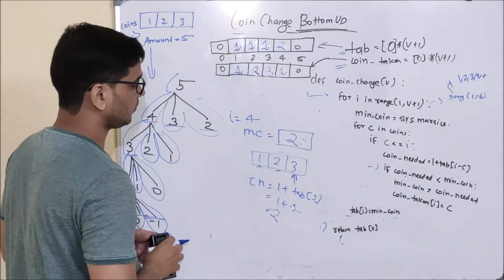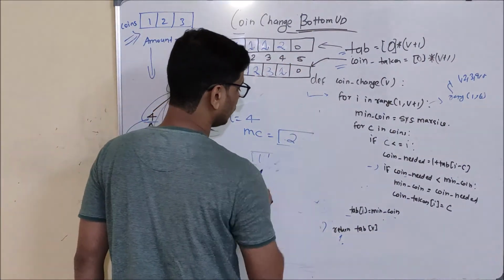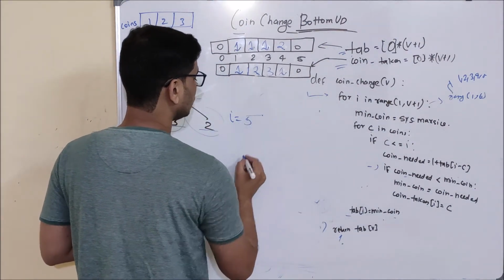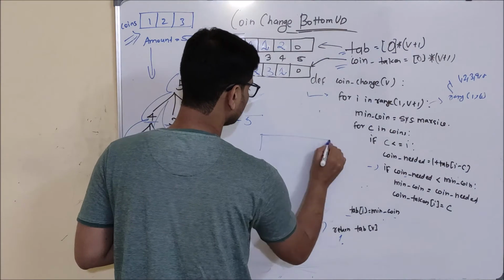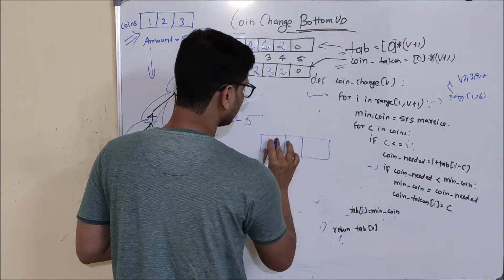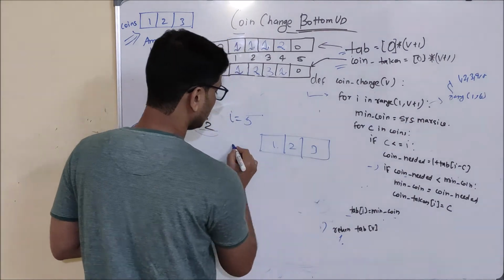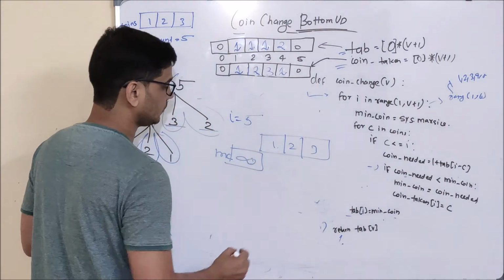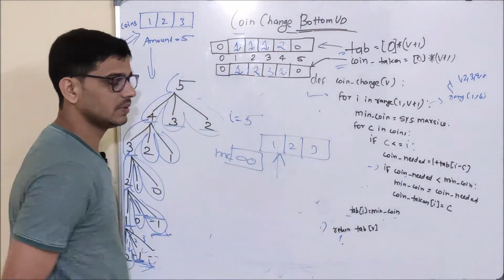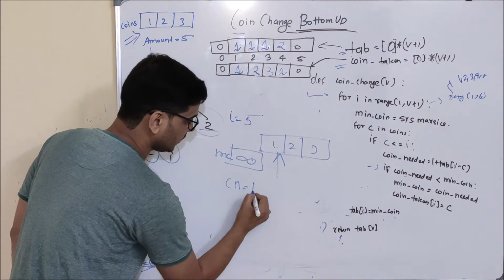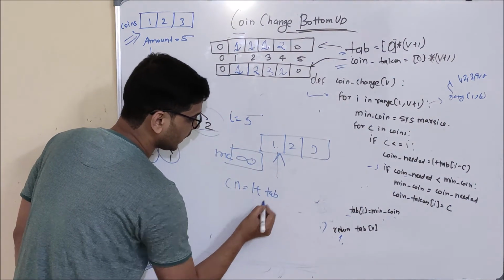Now what is going to happen? It will execute for I equal to 5. When I is equal to 5, this is my coin array 1, 2, 3 and this is my min coin variable. It will be initialized with infinity. So first of all, we will try this particular coin and find coin needed. So coin needed equal to 1 plus tab of I minus c.